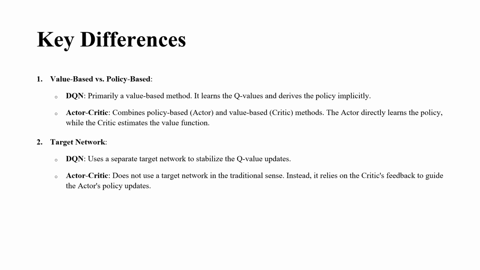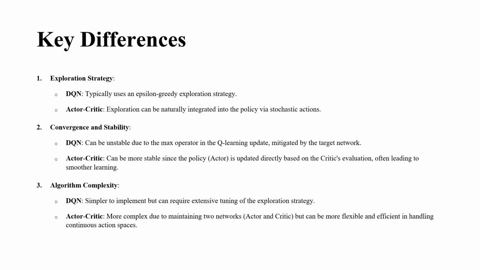Now when we move to the target network, DQN uses a target network to stabilize the Q value update. In contrast, in the Actor-critic there is no target network. Instead, we rely on the feedback from the critic to guide the actor policy update. If we talk about the exploration strategy too, DQN usually uses an epsilon greedy exploration strategy, and in the Actor-critic, exploration is naturally in the policy via the stochastic actions.